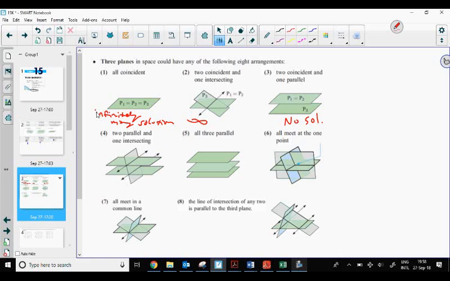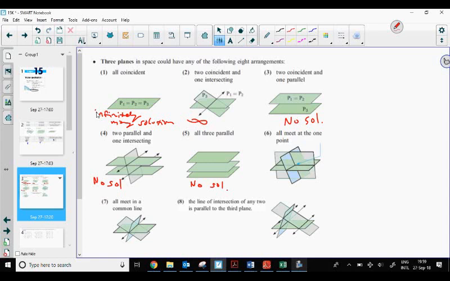And that is the case as well in example 4. There are certainly places where the first and the second plane intersect in a line, and the second and the third intersect in a line, but the first and the third are parallel, so there's no general solution there. Clearly in example 5, all three of the planes are parallel to each other, so there's no solution there.